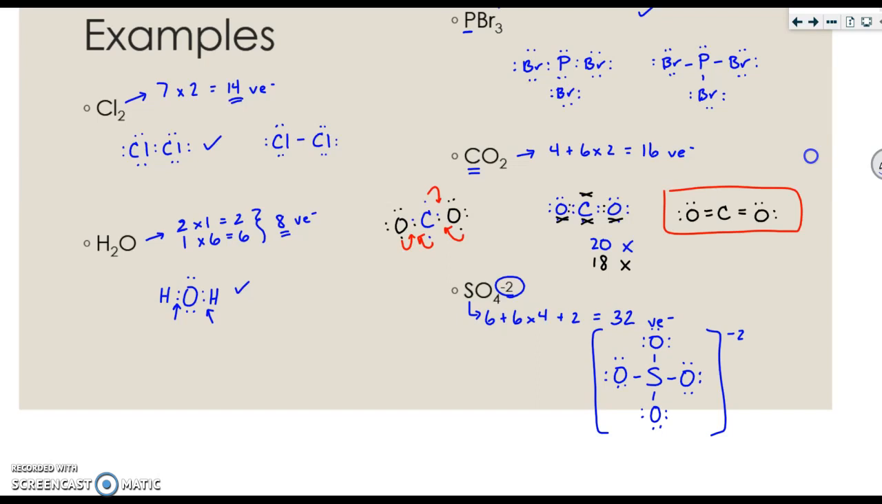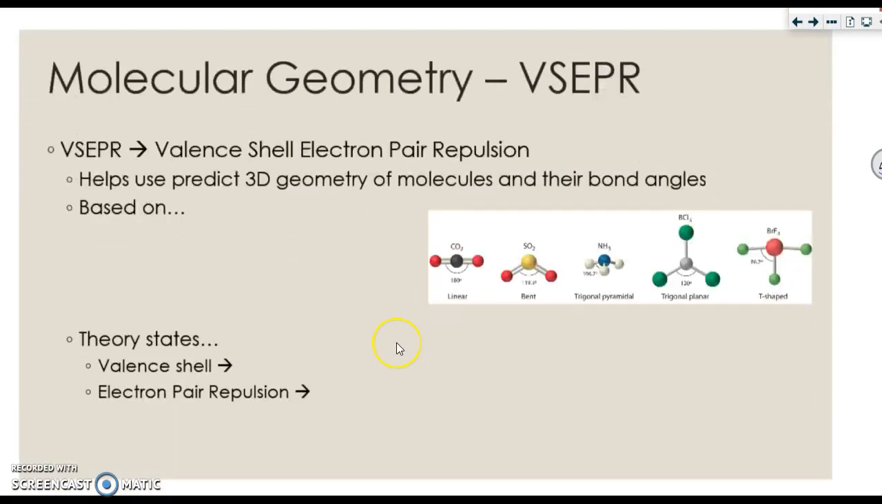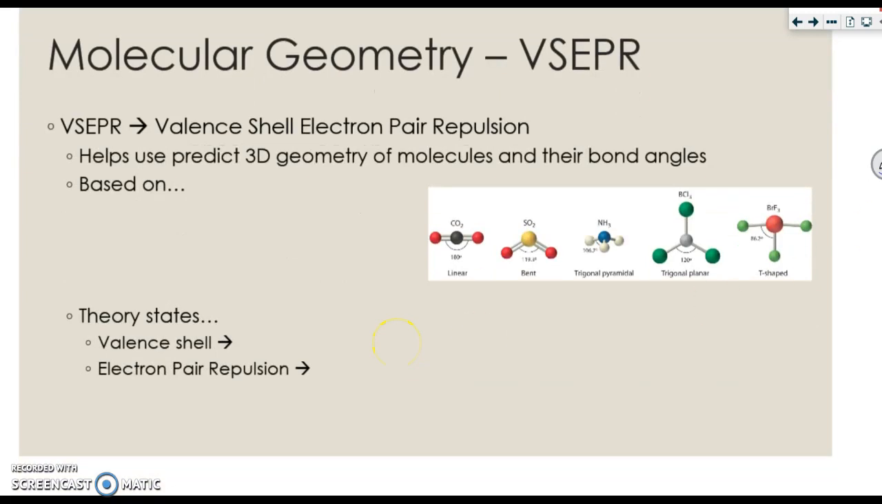Okay, let's move on and discuss molecular shape. And then we'll come back and we'll do some more dot structures. Molecular geometry is based on the VSEPR theory. It is an acronym. It stands for valence shell electron pair repulsion. It helps us to predict the 3D geometry of molecules as well as their different bond angles.